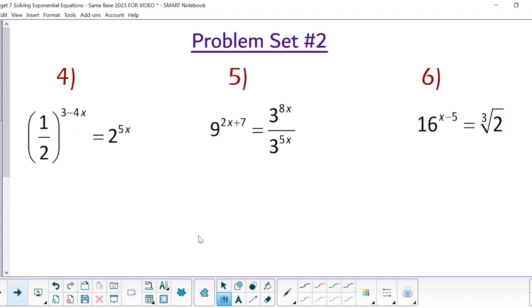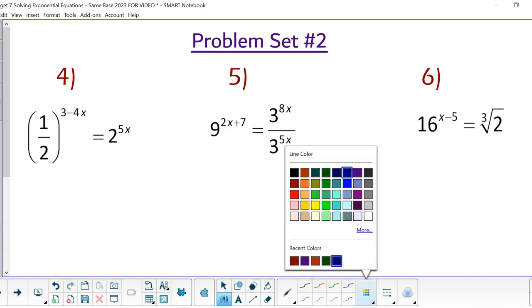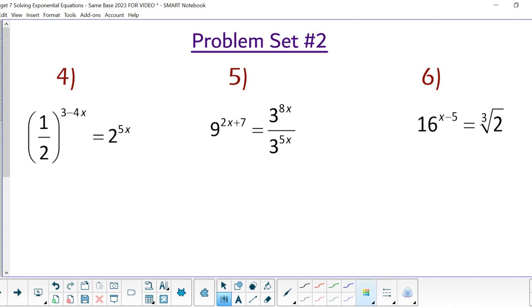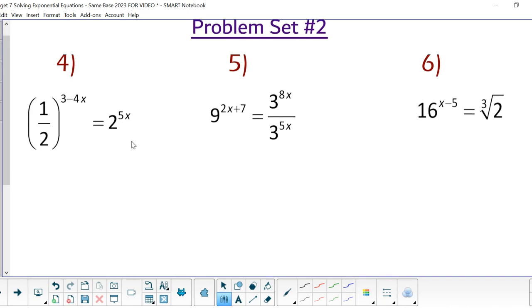All right, moving on to the next problem set. So 4, 5, and 6. So this first problem here is 1/2 to the 3 minus 4x equals 2 to the 5x. So the 2 is already fine over here. We need to rewrite the 1/2 as a power of negative 1. So 1/2 becomes 2 to the negative 1.